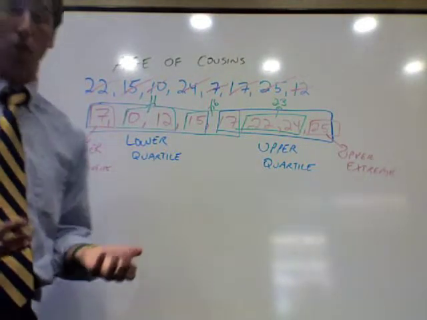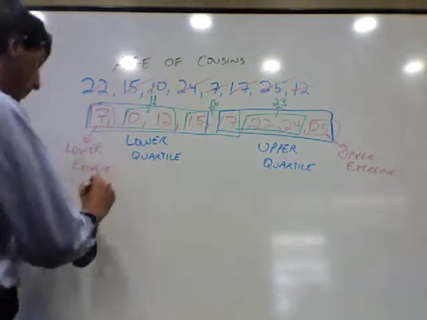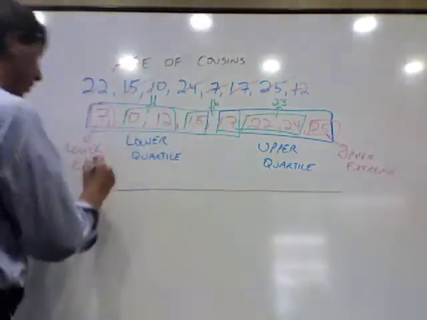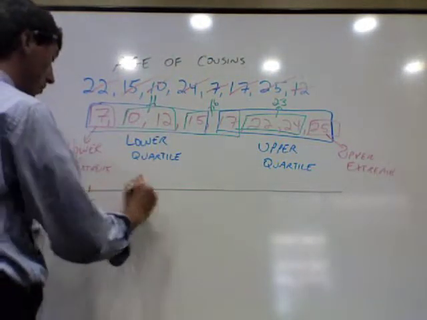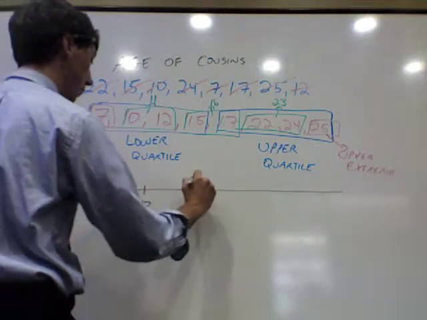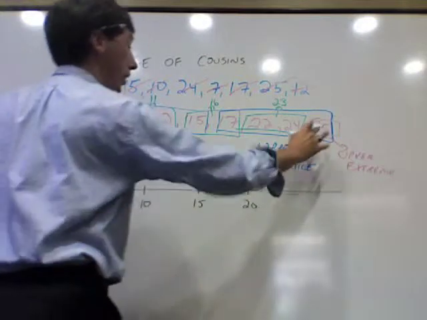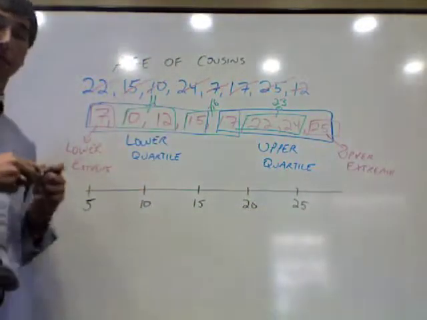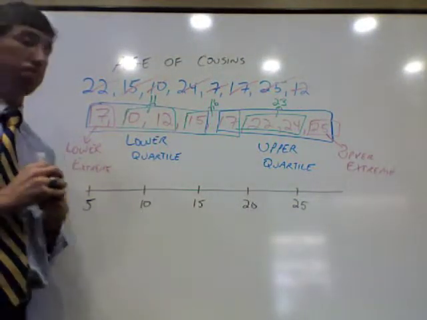When you're drawing your box and whisker, you always need a number line to base your numbers off of. So I'm going to start here, go all the way down here. My lowest number is 7, so I'm going to start with 5 and go up by 5, all the way to 25. I then place my box and whiskers underneath the number line.